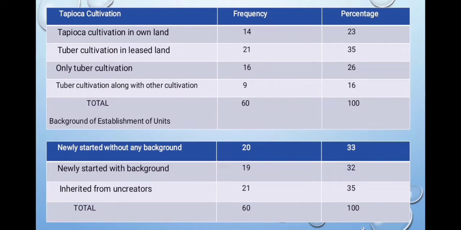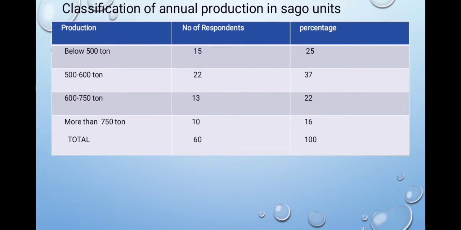Next one is background of establishment of units. Newly started without any background 33%. Newly started with the background 32%. Inherited from ancestors 35%. Total 100%. And the next one is classification of annual production in sago units. Here maximum 37% of the respondents produce 500 to 600 tons as annual production. It denotes that the demand from foreign countries and the demand from the local market determine the annual production of units.